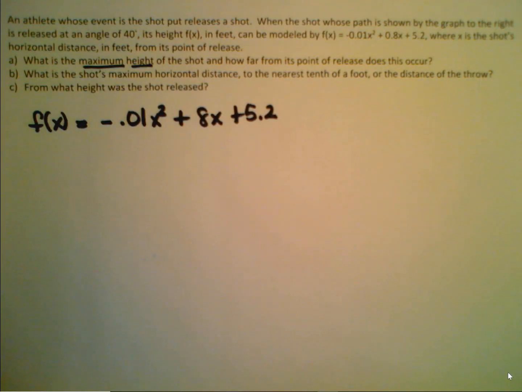All right, so let's look at this problem here. We have an athlete whose event is the shot put releases a shot. When the shot, whose path is shown by the graph to the right, here's our graph.